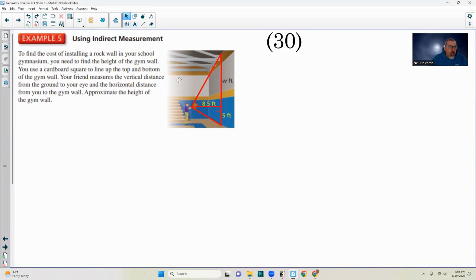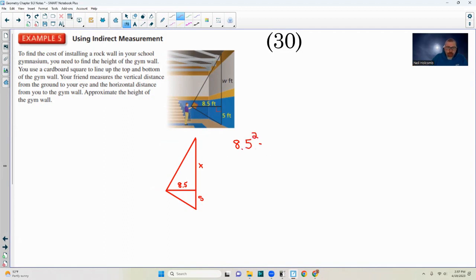Okay, so what we're going to do is I'm going to just copy this down to here, and I'm going to label everything that we were given. So this is 8.5. This is 5, and we don't know this. So the geometric mean says you take the altitude squared, the height of the right triangle, 8.5 squared, and that is going to equal 5 times x.